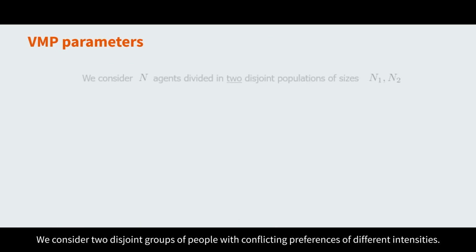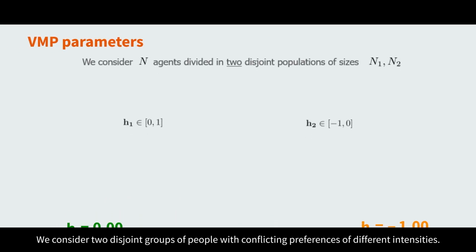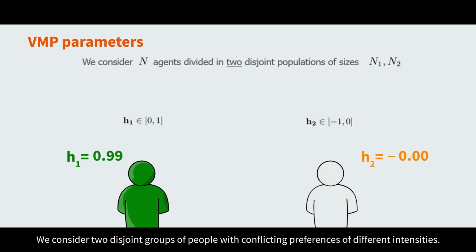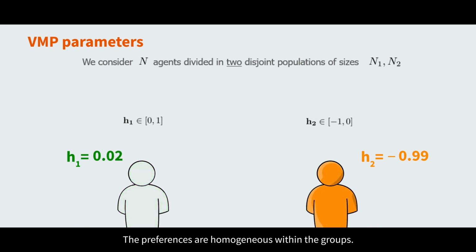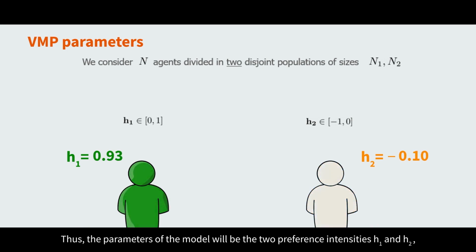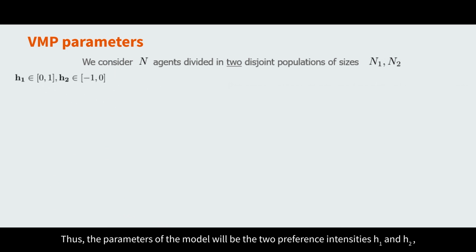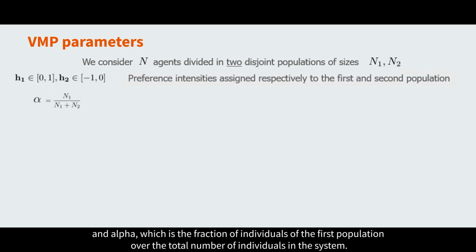We consider two disjoint groups of people with conflicting preferences of different intensities. The preferences are homogeneous within the groups. Thus, the parameters of the model will be the two preference intensities H1 and H2, and alpha, which is the fraction of individuals of the first population over the total number of individuals in the system.